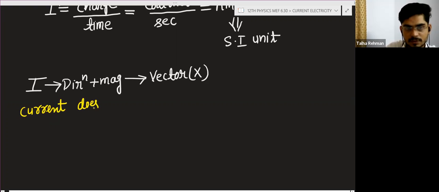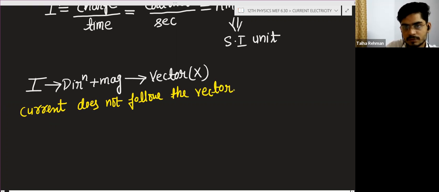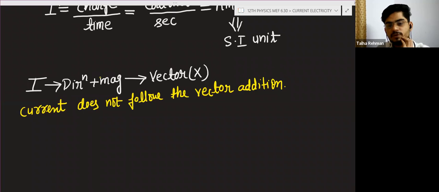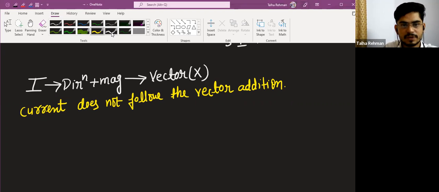Current does not follow the vector addition. That is why current is not the vector quantity. Having the direction, having the magnitude does not mean that it is a vector. For the vector, laws must be followed, like force is a vector. We will see this. Why current does not follow the vector laws?